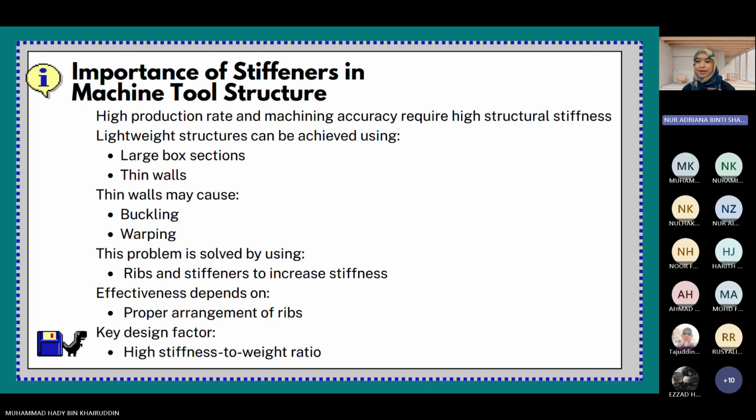However, it's not just about adding more stiffeners. How they are arranged actually matters more. So the main intention here is to achieve a high stiffness to weight ratio for better efficiency and performance.